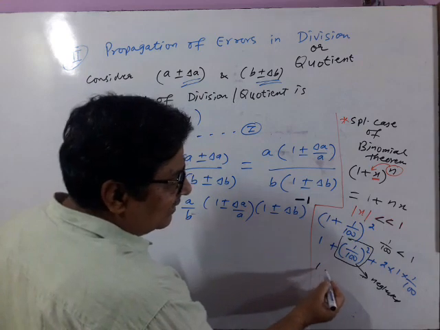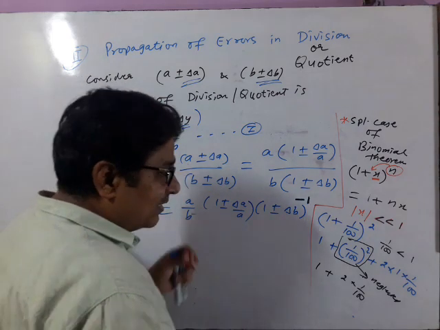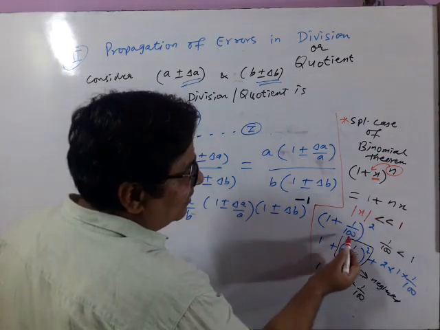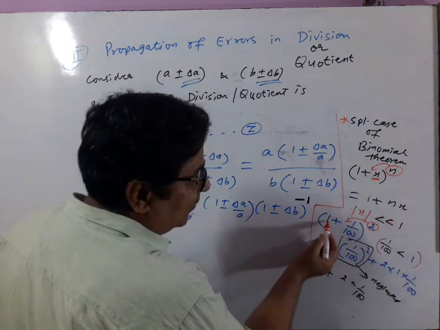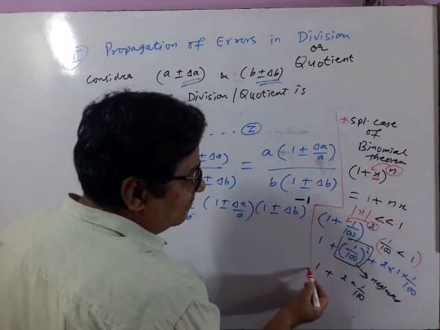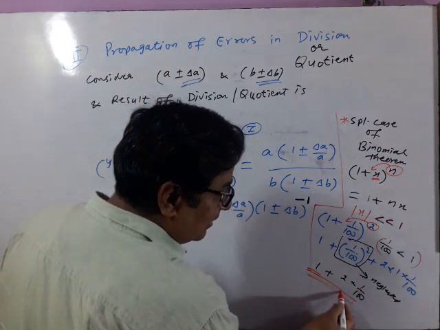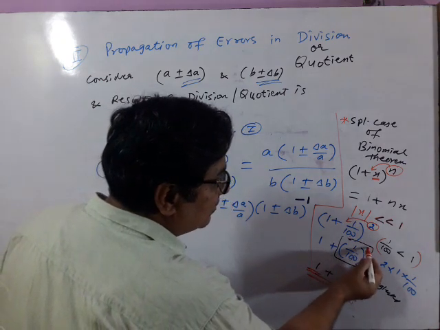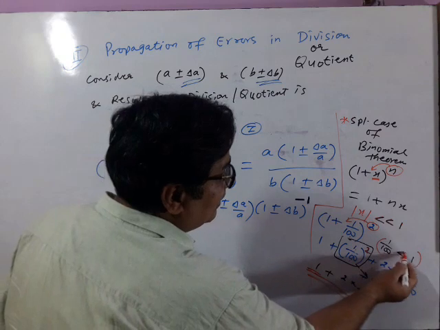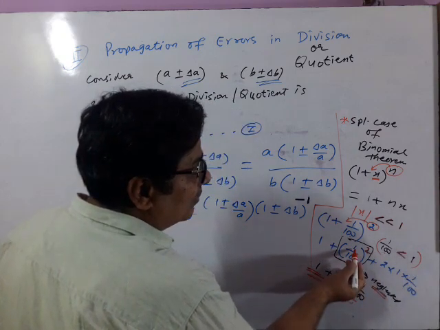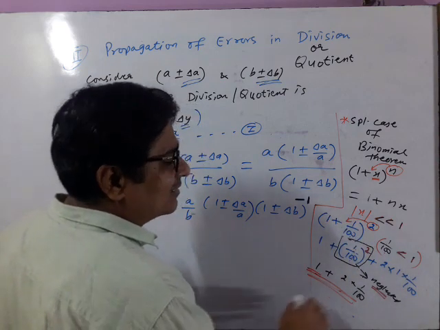See how? We can write it 1 plus 2 into 1 by 100. Apply binomial. As per binomial, when this 1 by 100 is less than 1, you can multiply this power here. It will be 1 plus 2 into 1 by 100. This can be written when 1 by 100 square is neglected, and 1 by 100 square can be neglected when 1 by 100 is less than 1, because when it is less than 1 you square it, it will become much lesser, so it becomes so small, it is neglected.